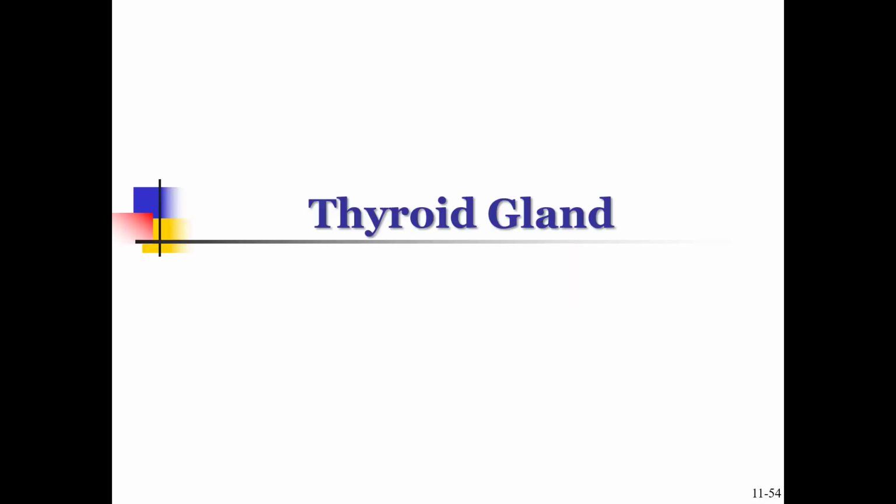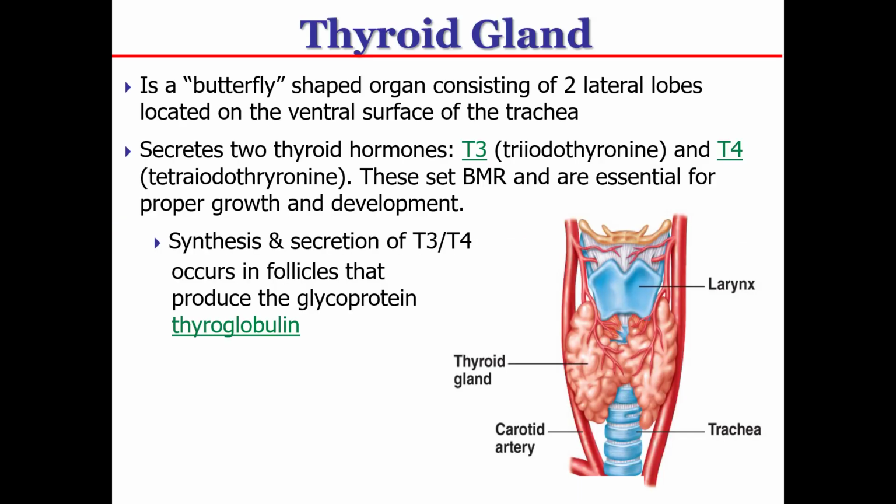Okay, so now we can start talking about our major endocrine glands that were on our learning goals list on the second slide, and we'll have a section for each gland, starting with the thyroid gland, studied in laboratory number 6 with the rats. Here's a look at the thyroid gland.